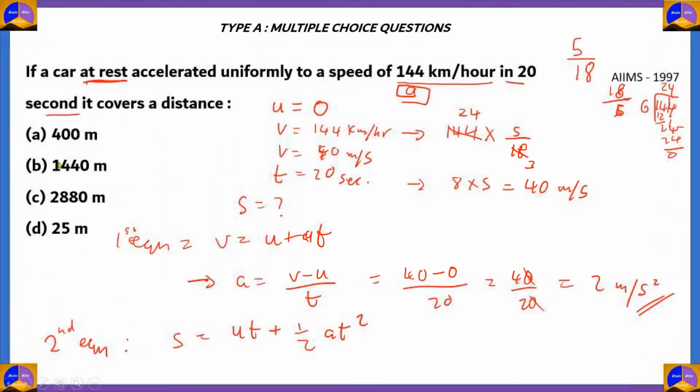And if you look at our question, we find that option A is the right option. Option A, 400 meters is the right answer. Let's move on to our second question.